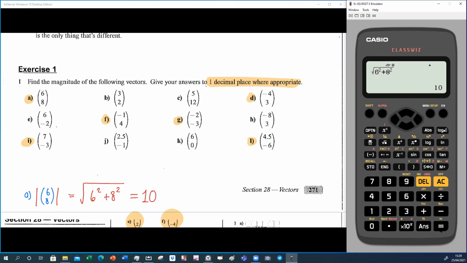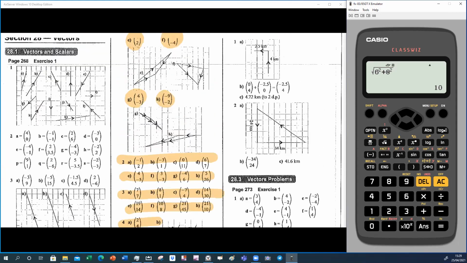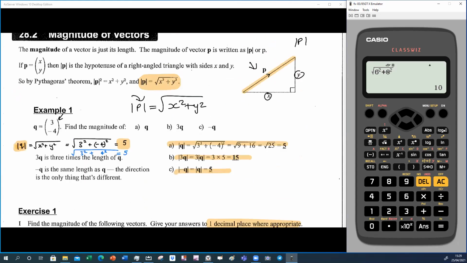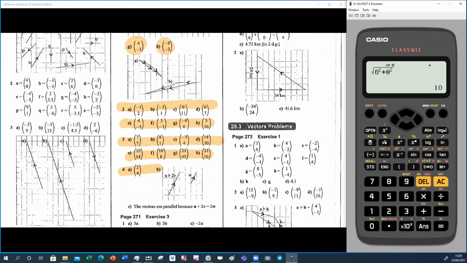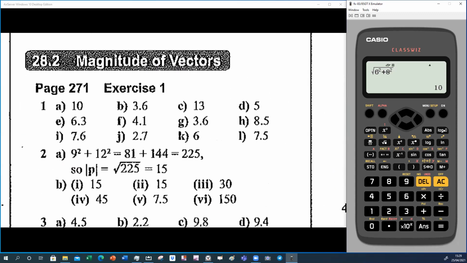Okay, right. Have I got some answers coming through? Okay, right. Exercise 1, questions A, F, G. Okay, let's have a look. Exercise 1, 28.2. Okay, folks, check your answers in here. The answers are in this section here. Quickly mark your answers according to the question numbers, please.